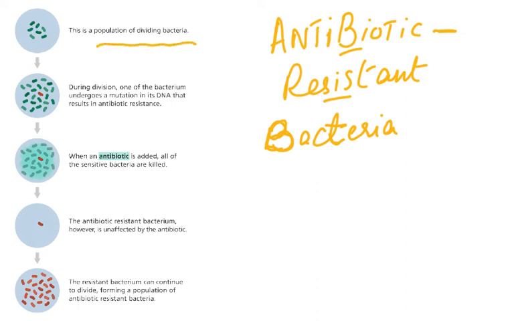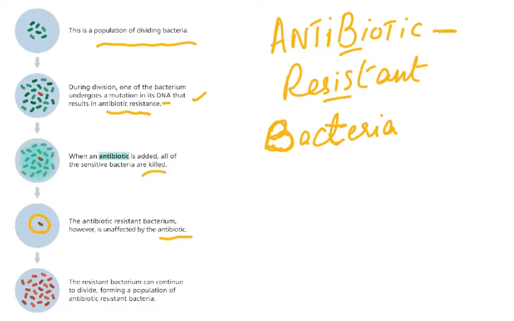There is a population of dividing bacteria. During division of the bacteria's DNA, one of the bacteria undergoes a mutation in its DNA that results in antibiotic resistance. When an antibiotic is added, all the sensitive bacteria are killed. But this one resistant bacterium survives, and it is not killed by that antibiotic. It has developed because of a mutation in the DNA. Please understand this. So the antibiotic resistant bacteria, however, is unaffected by the antibiotic.